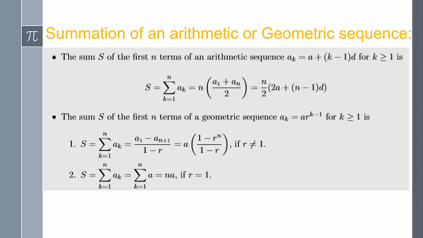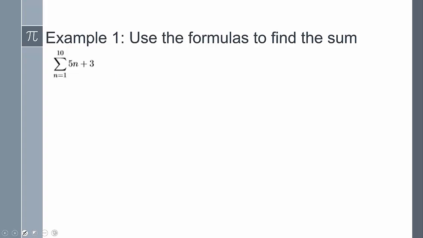But let's pick this apart. So in this first example here, I have to determine if it's going to be geometric or arithmetic. Now here's a hint. With arithmetic, because it says 5n plus 3, well, this 5 times n means that every single time that I plug in a value for n, it's going to go up by 5. Well, that makes it arithmetic.